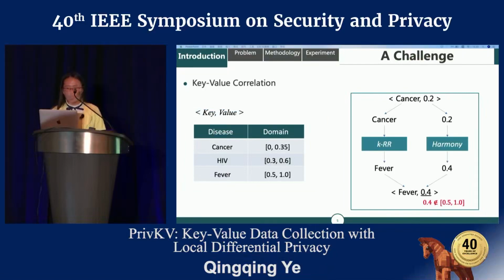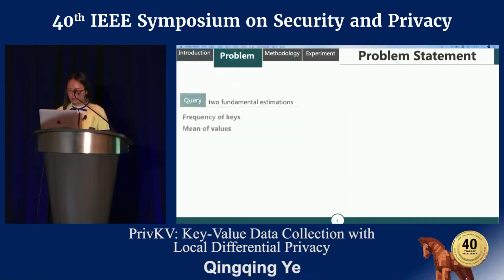For example, for this key-value pair, cancer is a disease, the key, and the value 0.2 is its diagnostic value. Suppose we use the existing method for categorical data, KRR, to perturb cancer to fever, and use the existing method for numerical data, Harmony, to perturb 0.2 to 0.4. Then the perturbed key-value pair is like this, fever 0.4. However, as we see in the left table, each disease has its own value domain, and this 0.4 is not in the domain of fever.